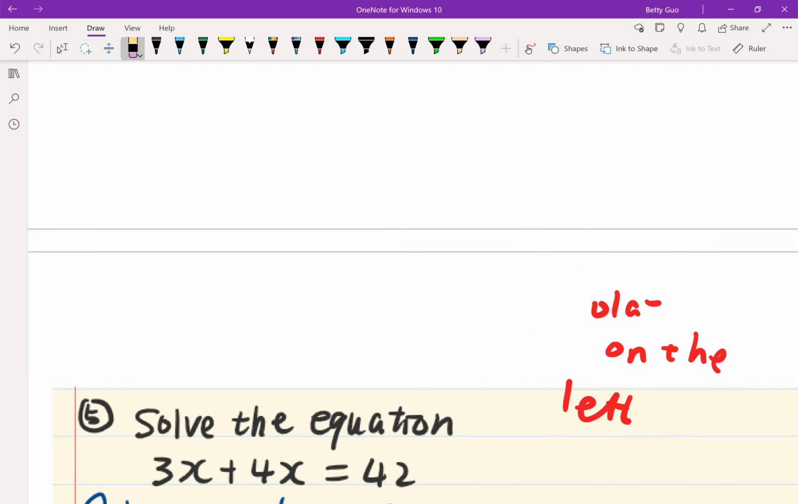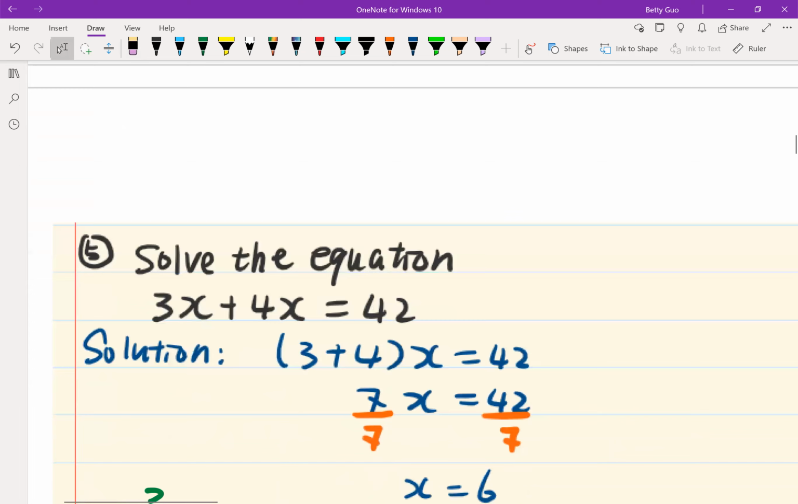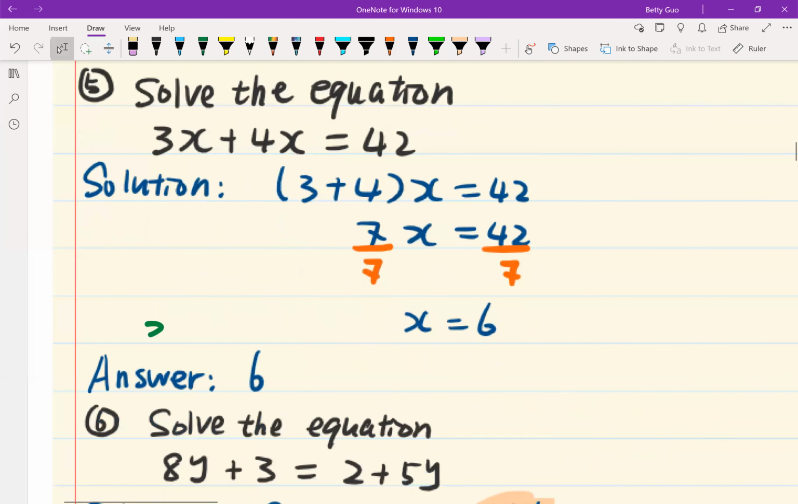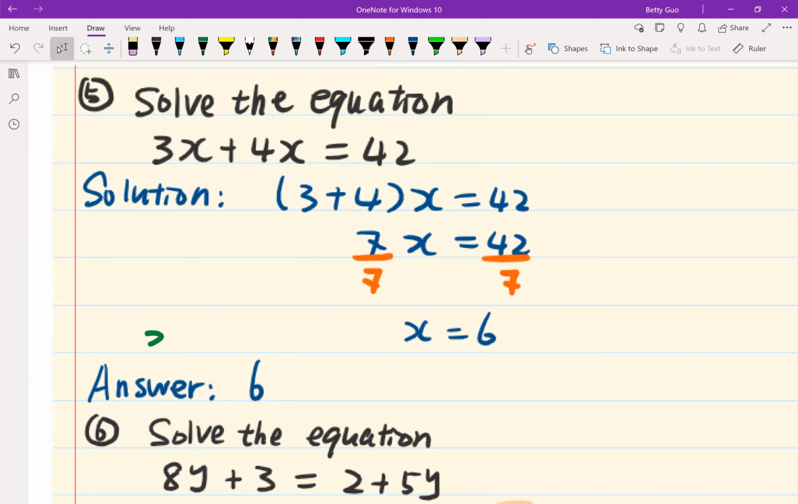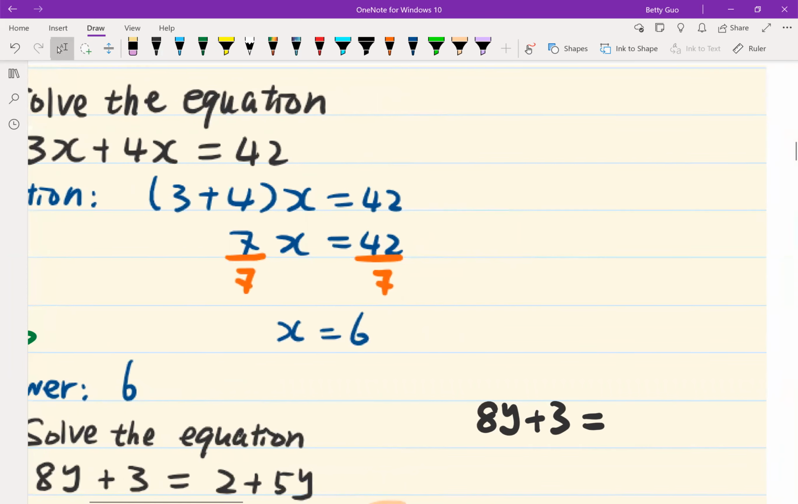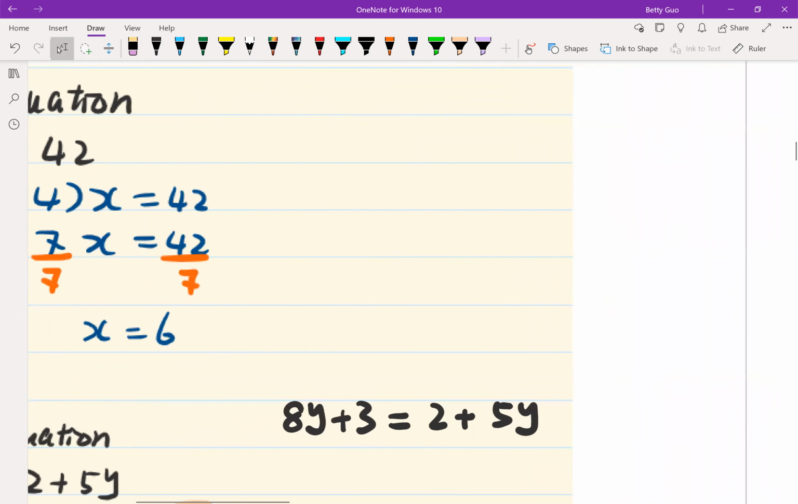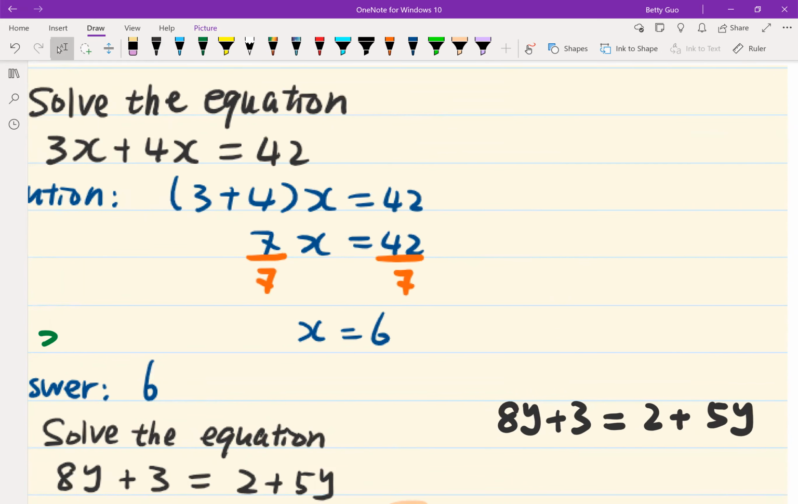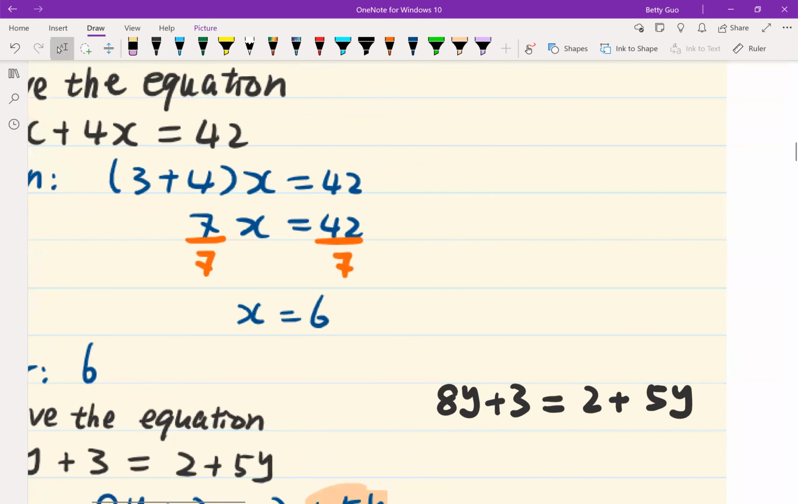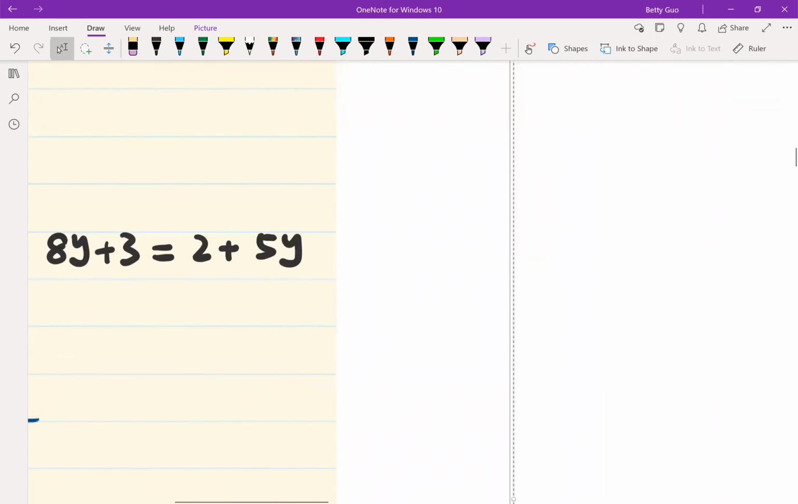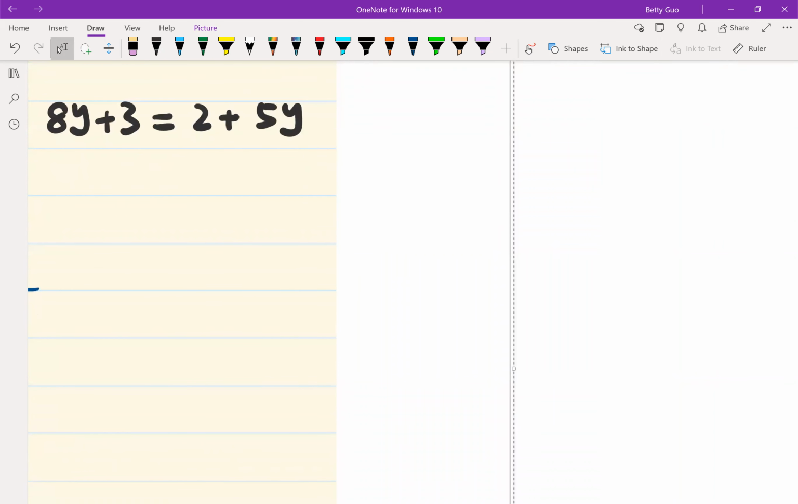Let's move on to number 6. Let me copy the equation here. We are solving 8y plus 3 equals 2 plus 5y. Let me double check. 8y plus 3 equals 2 plus 5y. So we are solving the equation for the variable. What's the variable in this case? We don't have the x, right? Yes, y. The variable doesn't have to be x.